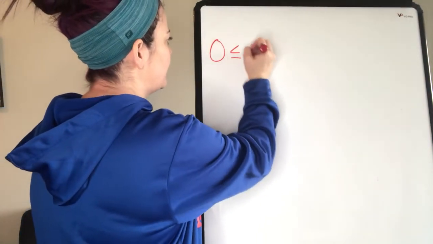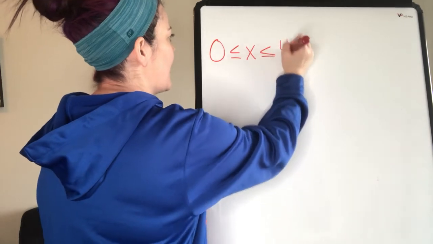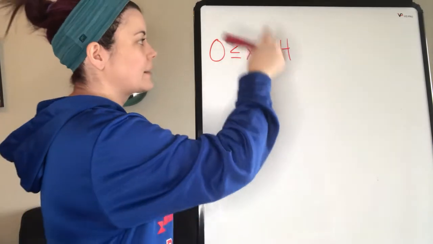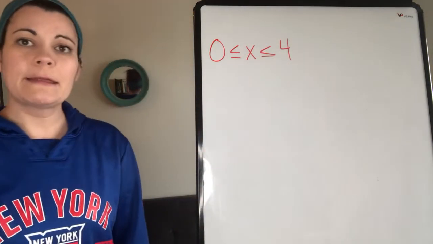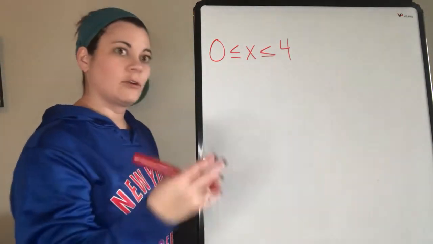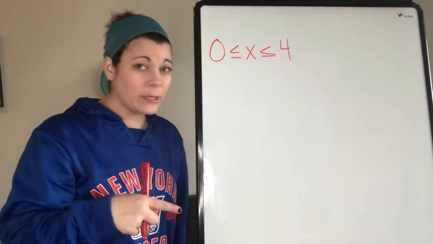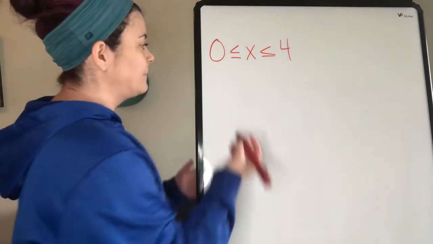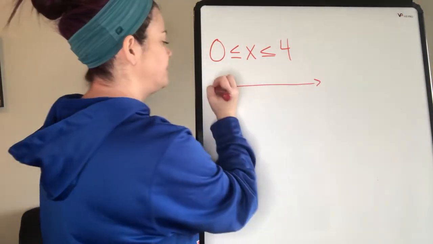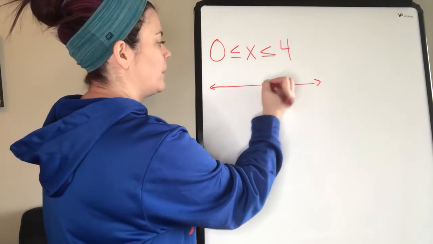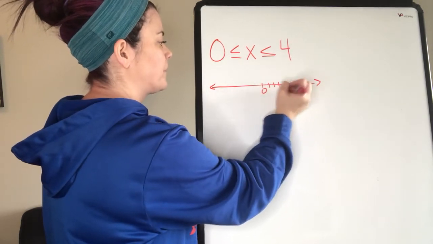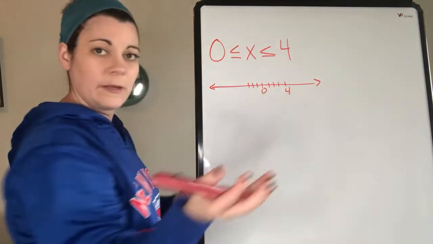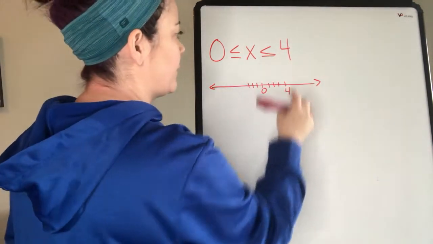You could see it like that. And that stands for 0 is less than or equal to x is less than or equal to 4. So basically, my solution set is anything between 0 and 4, and including 0 and 4, because these are or equal to. So when I graph that, I graph it on a number line, and I have 0, then 1, 2, 3, 4, because it's between 0 and 4.